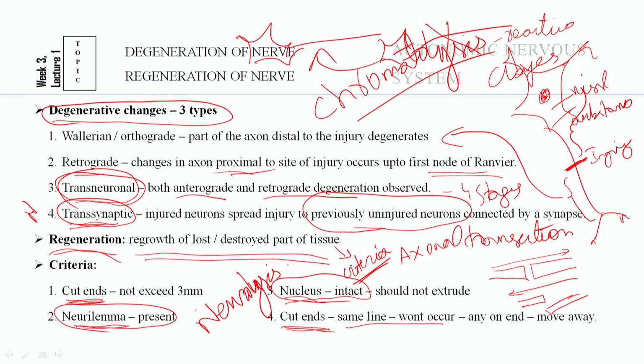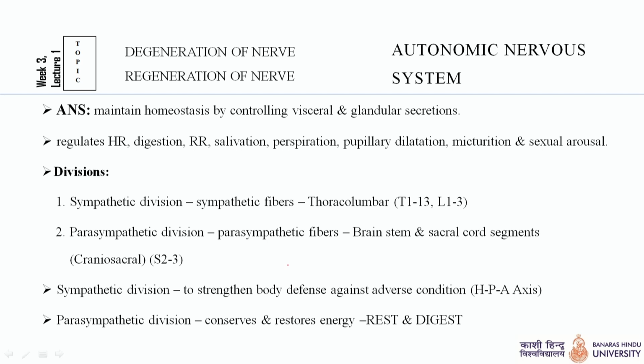In addition to neurolysis, of course, neurolysis is only one step I told. In addition to this, nowadays nerve grafts, nerve damage repairs, and many types of advanced treatment protocols have come for the regeneration of the nerve fibers. That was in short about the degeneration and regeneration of the nerve fibers. Now, let us go to our next topic, that is the autonomic nervous system.